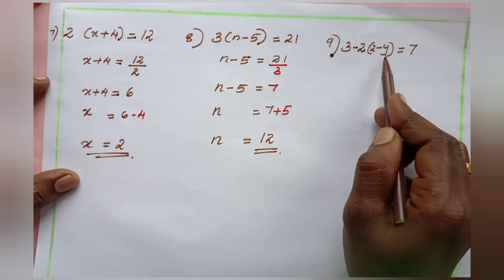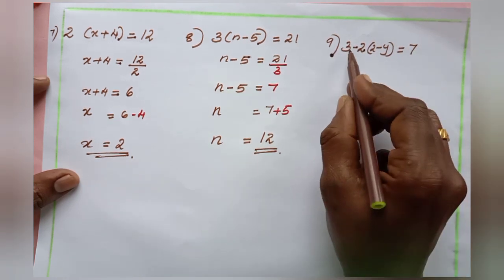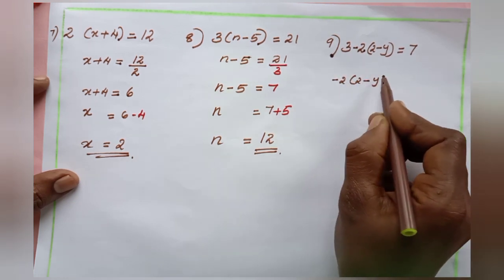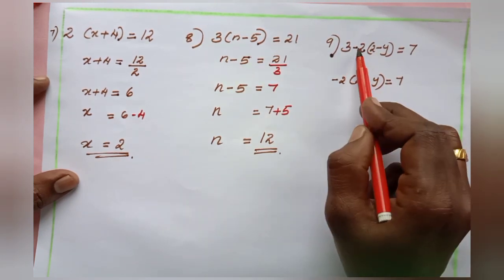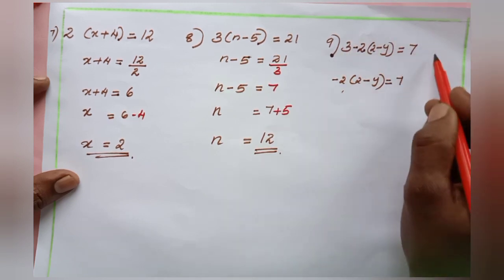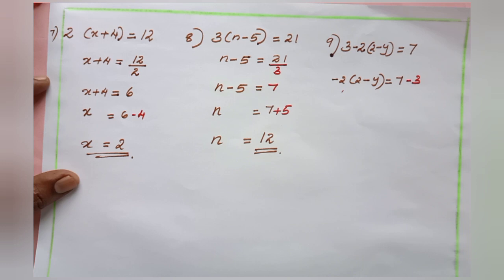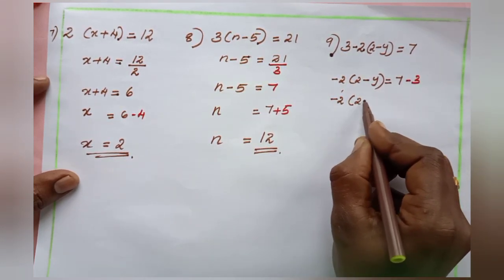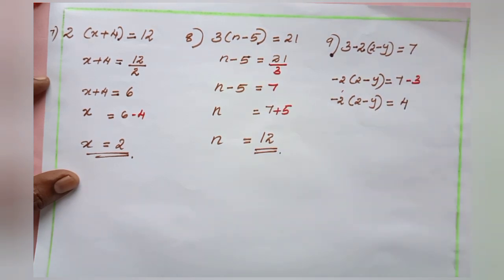So to find the value of y, first take this 3 to the right side. Positive 3 changes into negative 3. So we get minus 2 into 2 minus y equals 7 minus 3. Positive 3 changes into negative 3. Okay. Now we get minus 2 into 2 minus y equal to 4.